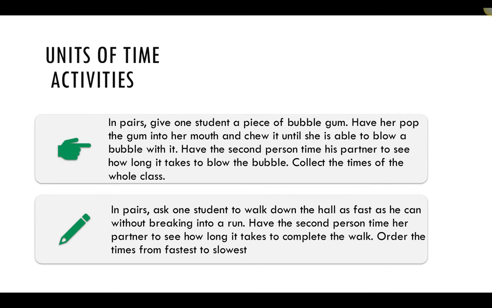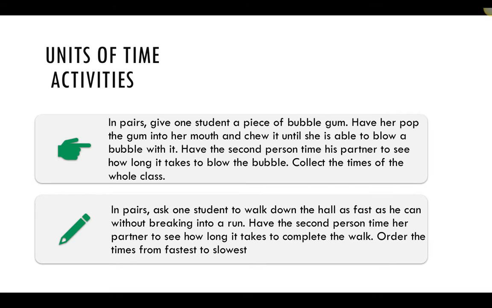In pairs, here's a couple activities. In pairs, you could give a student a piece of bubble gum, have her pop the gum into her mouth, and chew it until she's able to blow a bubble. Have the second person time his partner to see how long it takes to blow that bubble. Collect the times in the whole class. Give them a stopwatch. They'll be able to measure to hundredths of a second.